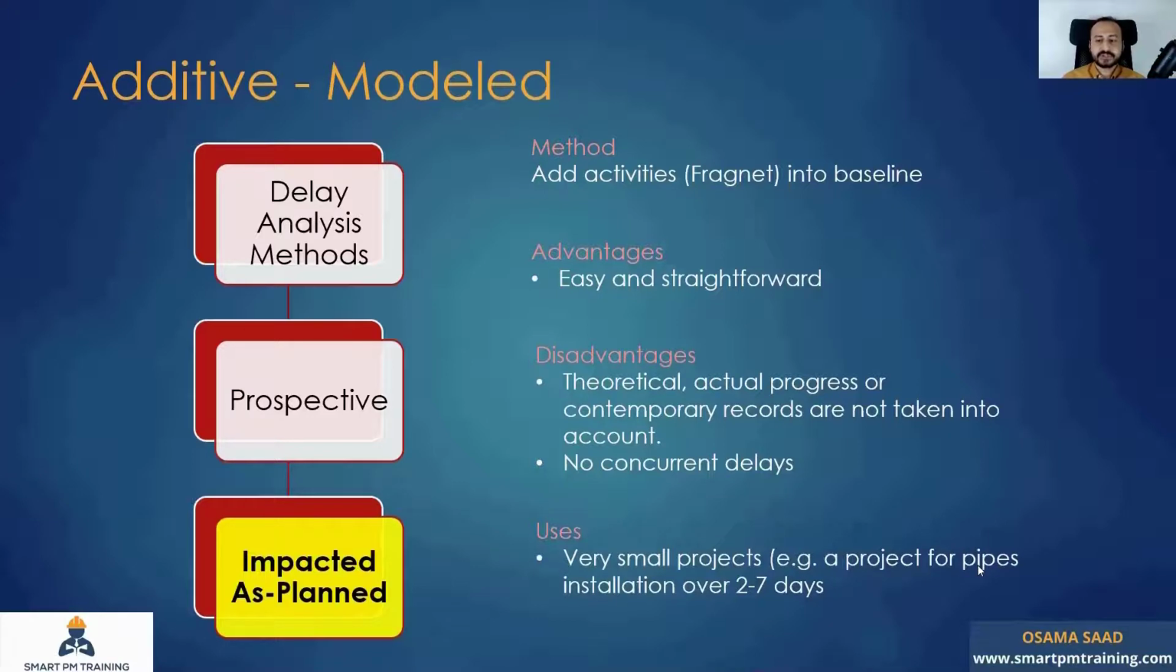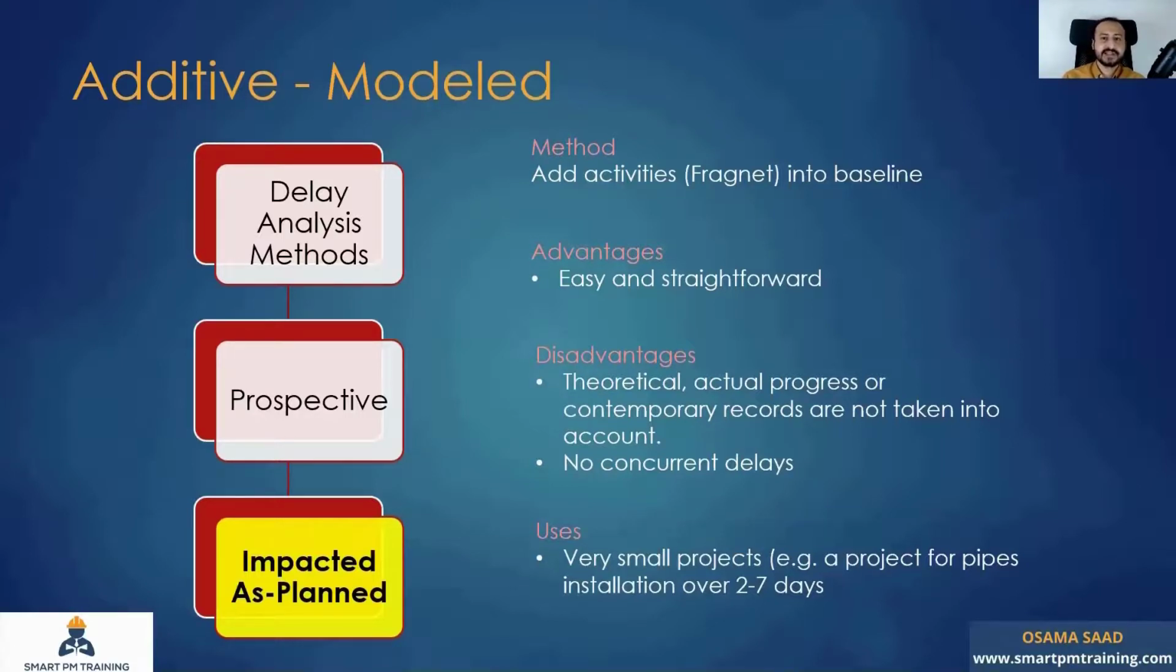For example, a project for a pipe installation, which will take 2 to 7 days only. It's a very small project. We typically work with larger projects, but if I want to deal with a pipe installation task that will last for 2 to 7 days, as per the PMI's definition, it's a project. It's a temporary endeavor. It has a unique start and finish duration. So because of its uniqueness, we have to consider it as a project.